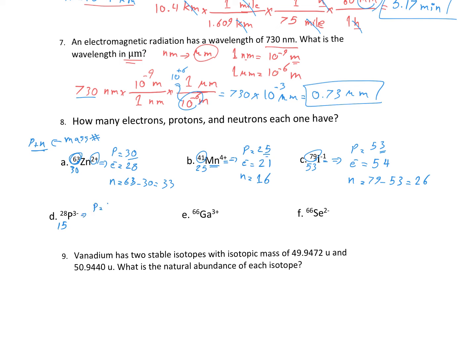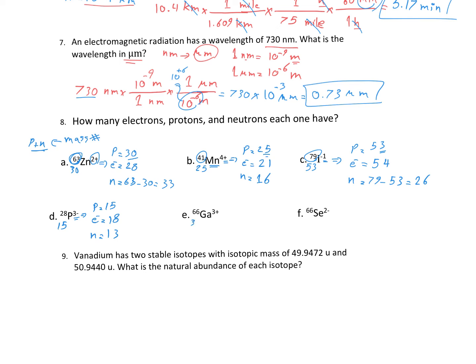Okay, P, phosphorus, atomic number is 15. P, we have 15 protons. It's a 3 negative charge, so it means it has more electrons, 3 more electrons, so therefore it has 18 electrons. And neutron is subtracting those two, so it has 13 neutrons.